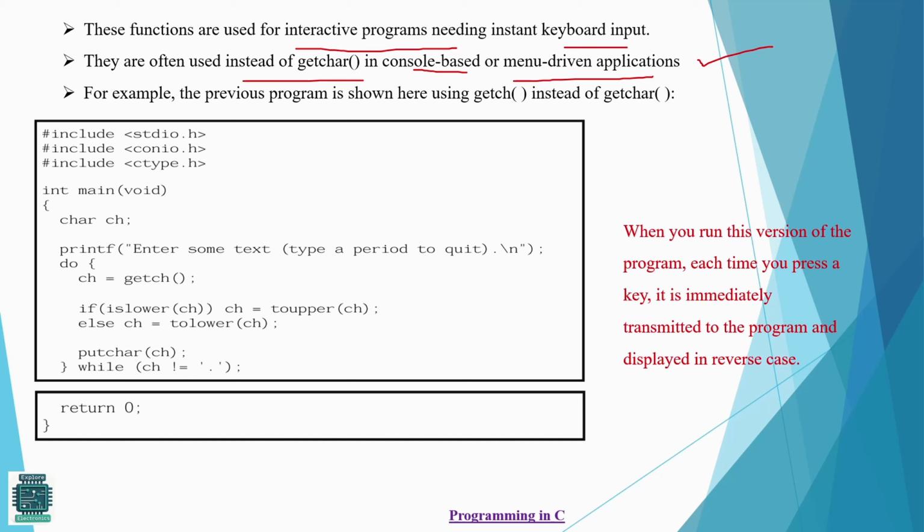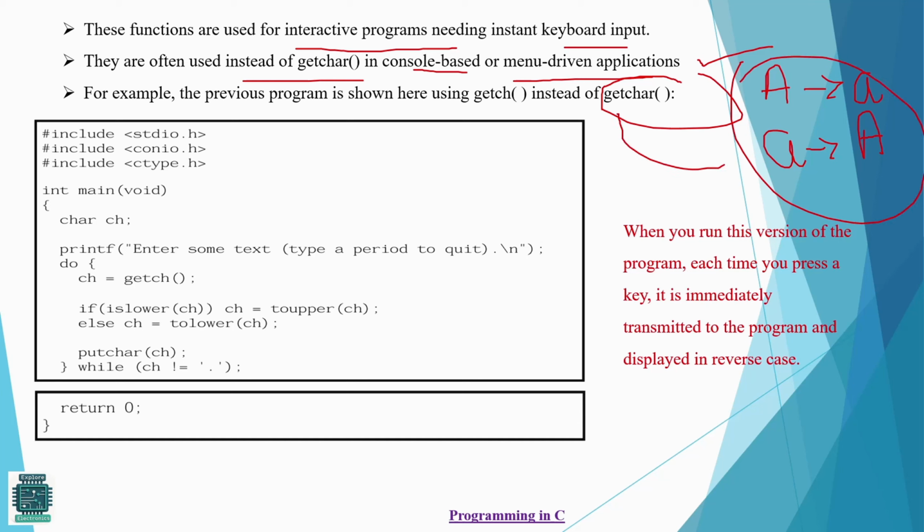Right? What are we seeing? The previous program, where an uppercase letter is printed as lowercase, and lowercase is printed as uppercase. We have seen this using the getchar function. But now let us see the alternative of getchar, that is getch. The same function, and how it works.